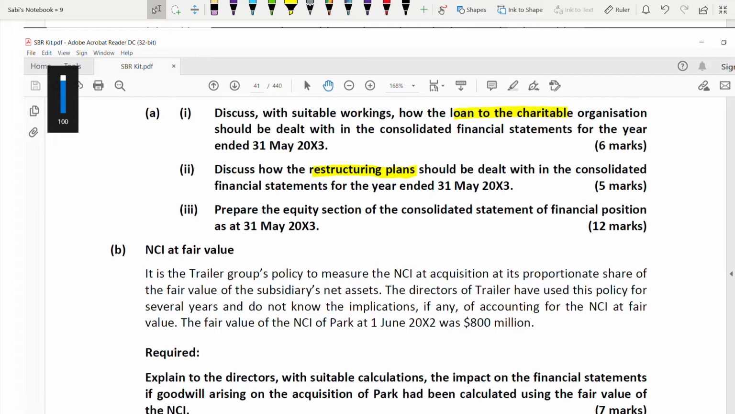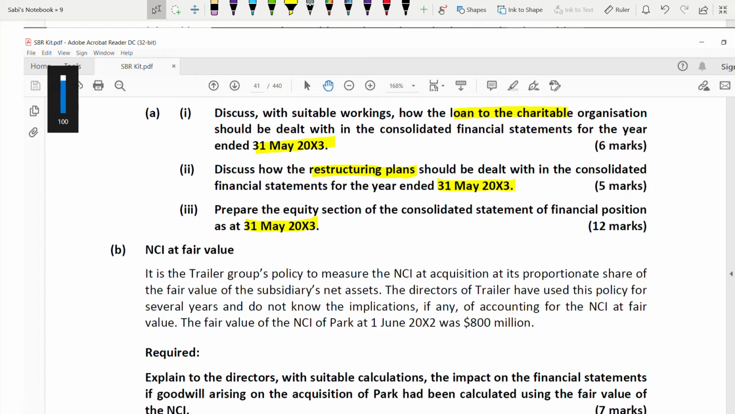Now the third part: prepare the equity section of the consolidated statement of financial position as of 31st May 2003. All the dates are 31st May 2003. The reason why I'm highlighting the dates is that sometimes they might ask you different dates on different things. For example, loan to charitable might be on a different day, restructuring plan might be on a different day. Here they have asked on the same date. Sometimes you have to make it for a number of years, multiple years, not just 1, 2, 3 years. There are questions like that also, but here the good thing is it's just for 1 year, 31st May 2003, that is the current year.